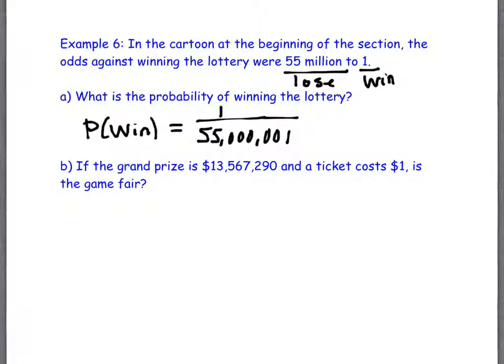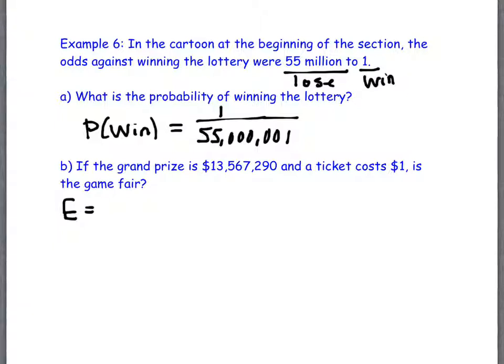If the grand prize is $13,567,290 and a ticket costs $1, is the game fair? So we're going to calculate an expected value. That's how we decide if a game is fair. All right, so the scenario is you go in and buy the lottery ticket and you pay them $1, kind of like my father-in-law paying the $10 to play on the roulette wheel. And one of 2 things happens. You either win or you lose.